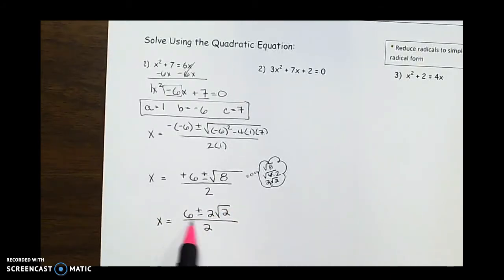Now I see 6, 2, and there's a 2 on the bottom, which means we can simplify. 2 goes into 6 3 times, and 2 goes into 2 once. So my final answer here is x equals 3 plus 1 radical 2, and x equals 3 minus 1 radical 2.